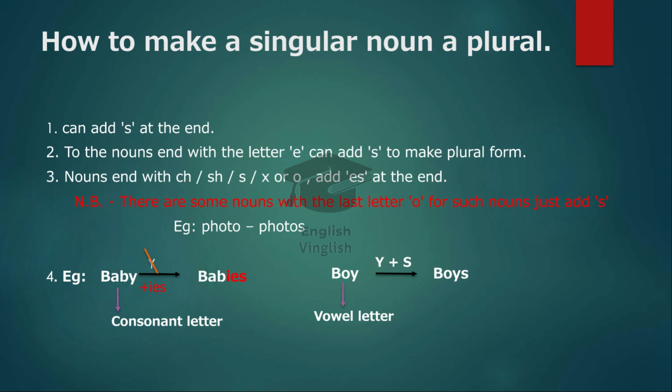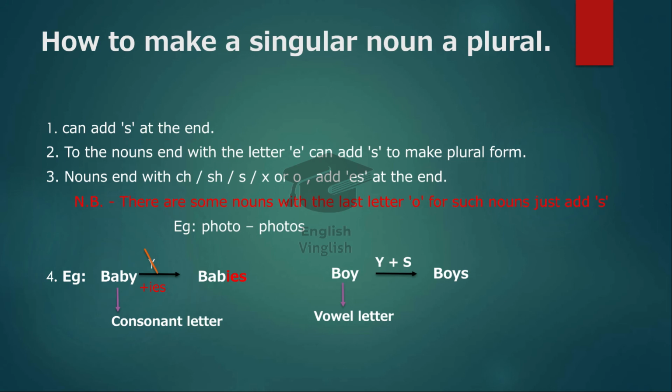And also keep in mind there are some nouns with the last letter O. For such nouns, just add s. For example, dynamo, dynamos, piano, pianos, photo, photos, radio, radios.